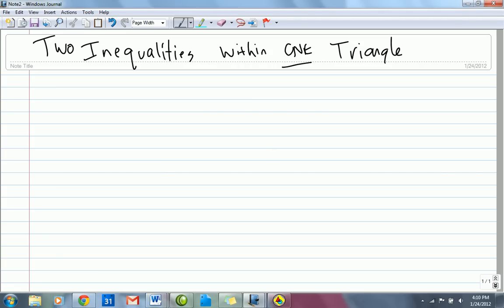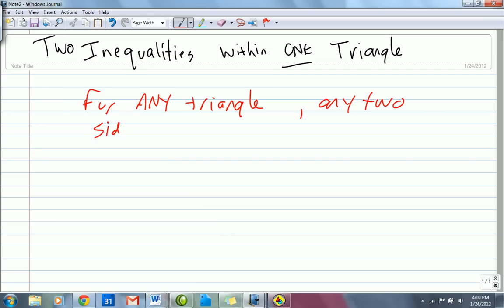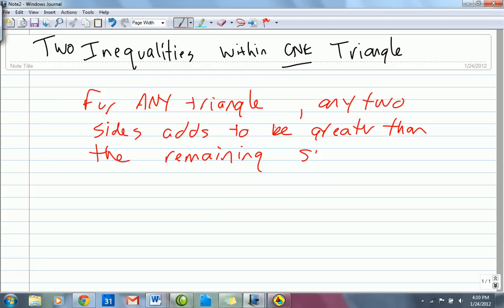So that's what's called the triangle inequality, and we can summarize that here. For any triangle, whether it's isosceles, scalene, right, or otherwise, any two sides add to be greater than the remaining side. And it has to happen for all combinations. So basically we have what's called the triangle inequality.